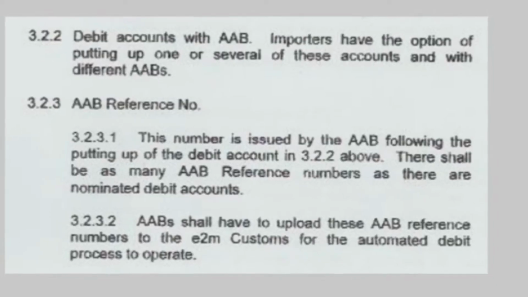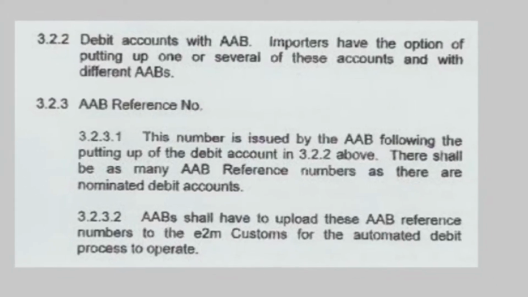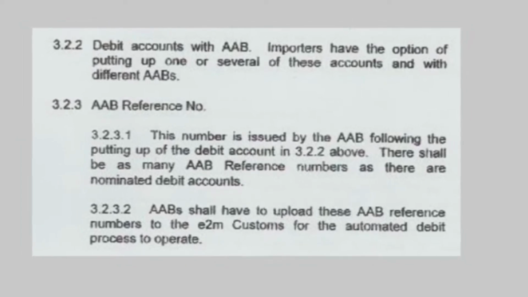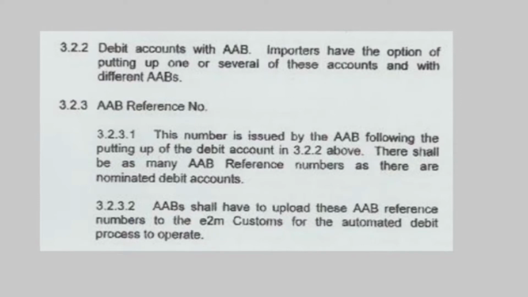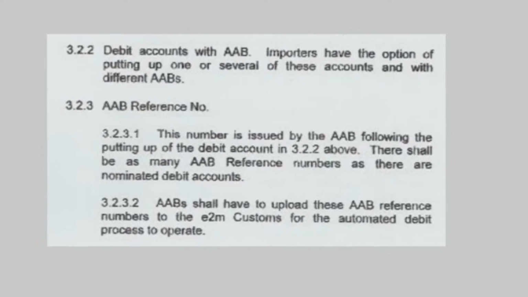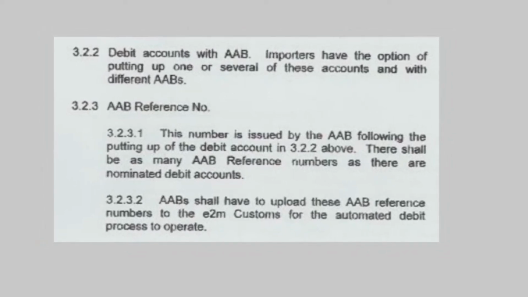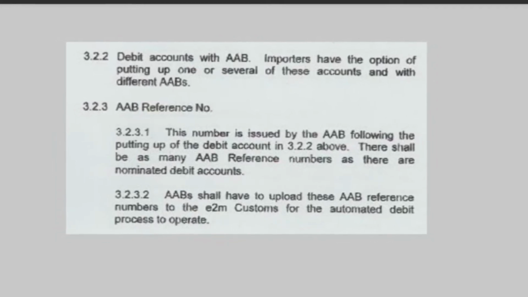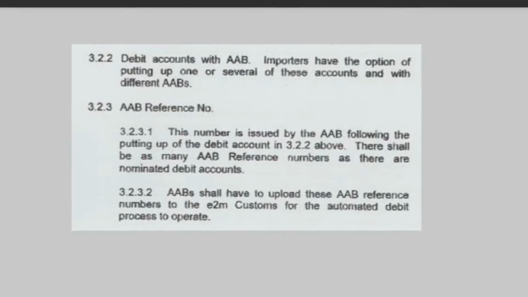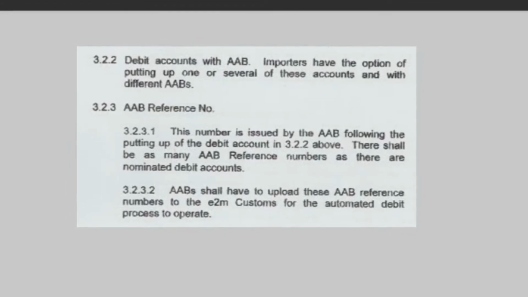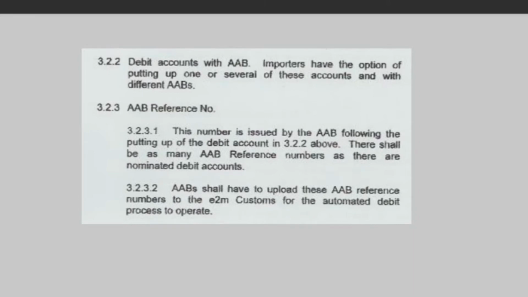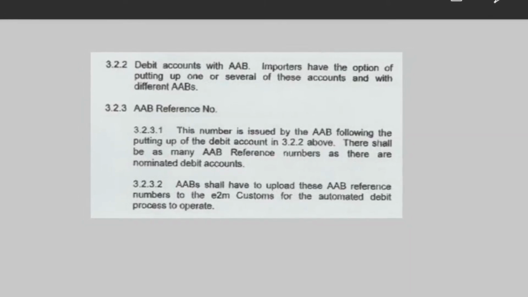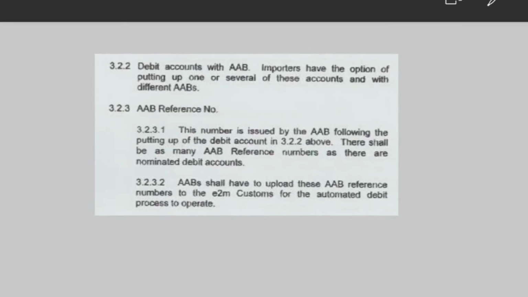They also need an authorized agent bank reference number. So this number is issued by the authorized agent bank following the putting up of a debit account. As we've said earlier, there shall be as many authorized agent bank reference numbers as there are nominated debit accounts. So the number of authorized reference numbers depends on the number of debit accounts that the importer opens up in that particular authorized agent bank. So per debit account, there should be an authorized agent bank's reference number as well.